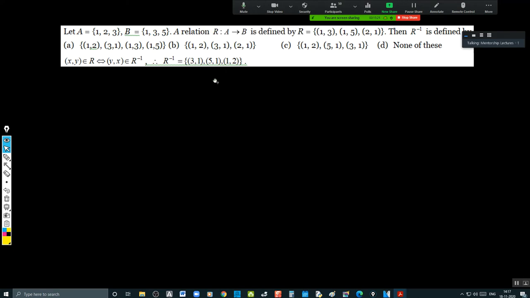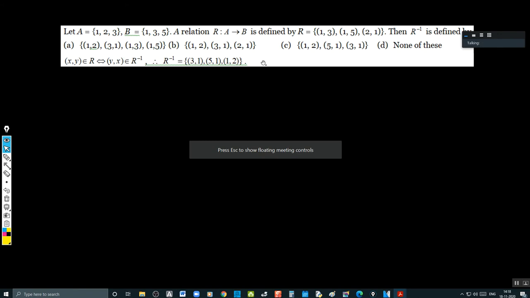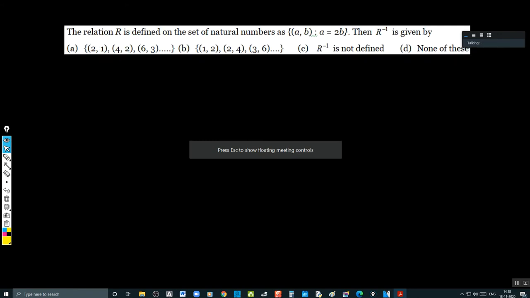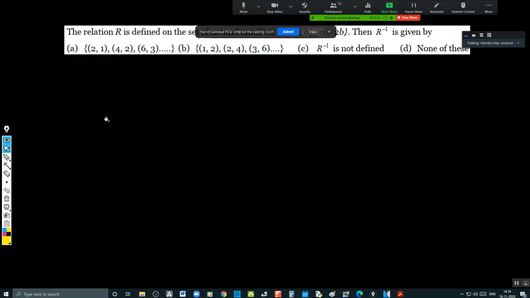Next, R inverse is defined by. You have to find out R and then R inverse. R inverse is 3, 1, 5, 1, 2, 1, 2. That's it. Next, the relation R is defined on the set of natural numbers, A is equal to 2B. We did it already. Option A.